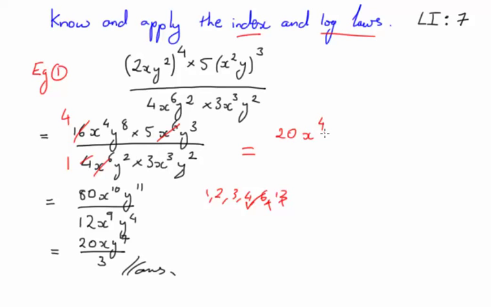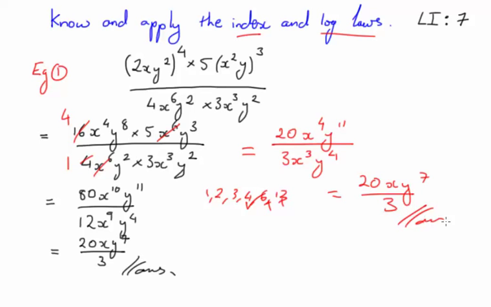X to the 4, y to the 11, and then you get 3x cubed y to the 4. And then that equals 20x y to the 7 on 3. There you are, you get the same answer.